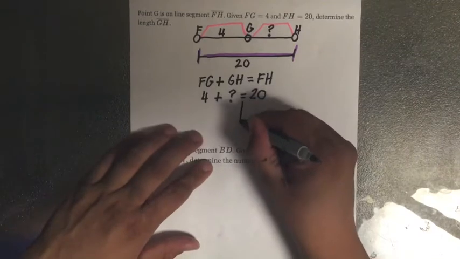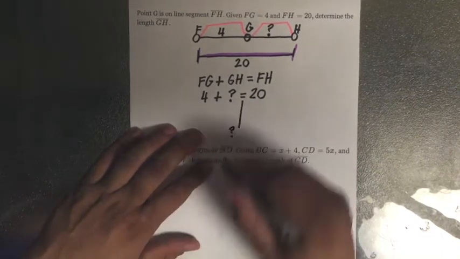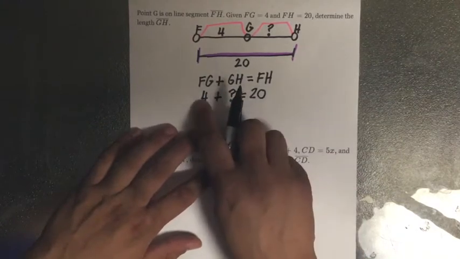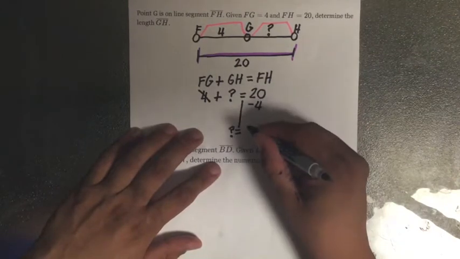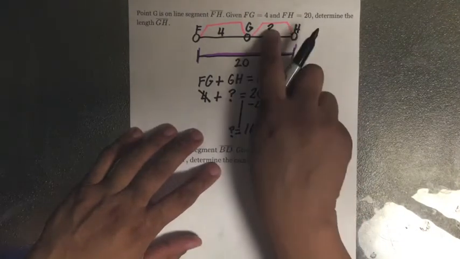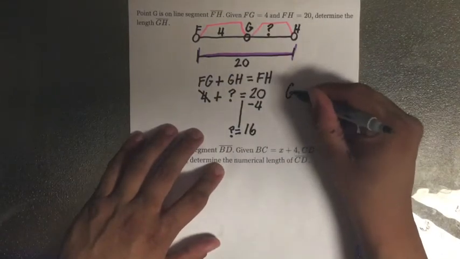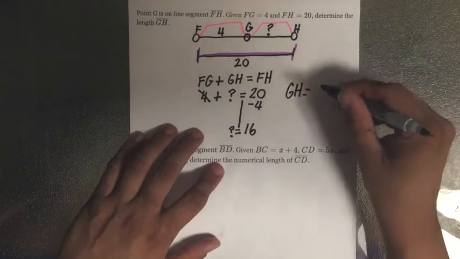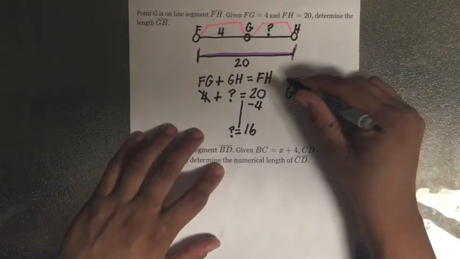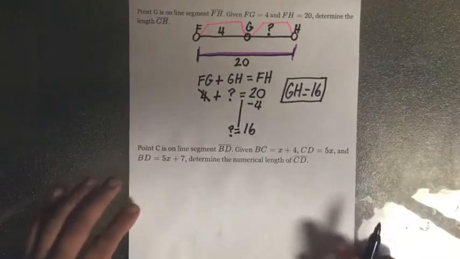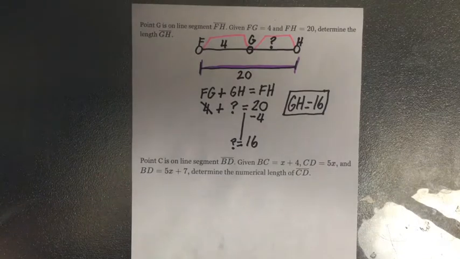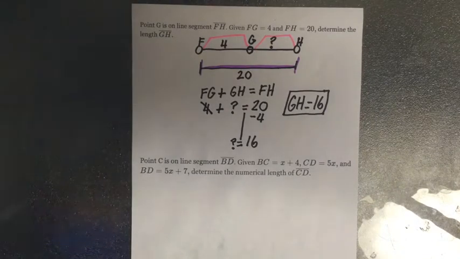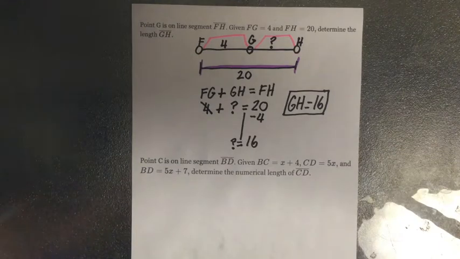So my goal is to get the question mark here by itself. So I'm going to take 4 and cross it out, and I'm going to subtract 4 on this side. And 20 minus 4 is 16. So my missing side here, G to H, is equal to 16. There we go. So take a look at that. Setup was the same. Okay. Now let's take a look at this second example.